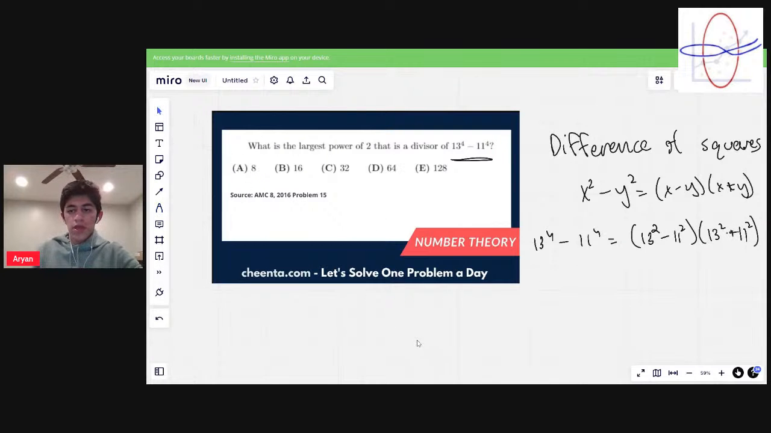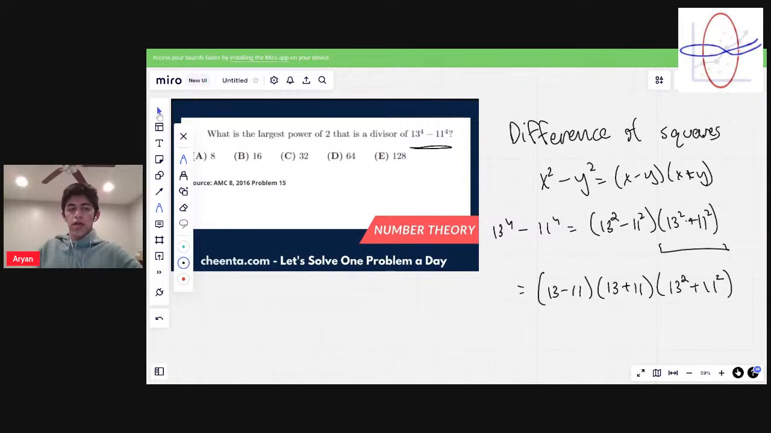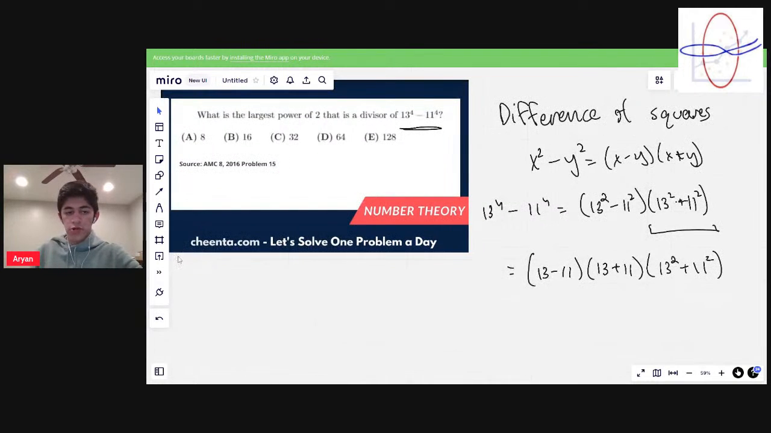So I don't have a factorization for the second part of the product, 13 squared plus 11 squared. But the first parentheses is another difference of squares. So this is just 13 minus 11 times 13 plus 11 times 13 squared plus 11 squared. And now this is a lot more manageable because I know the values of all of these.